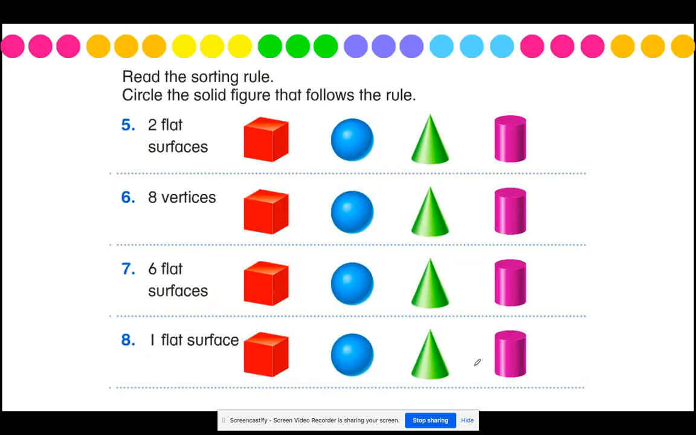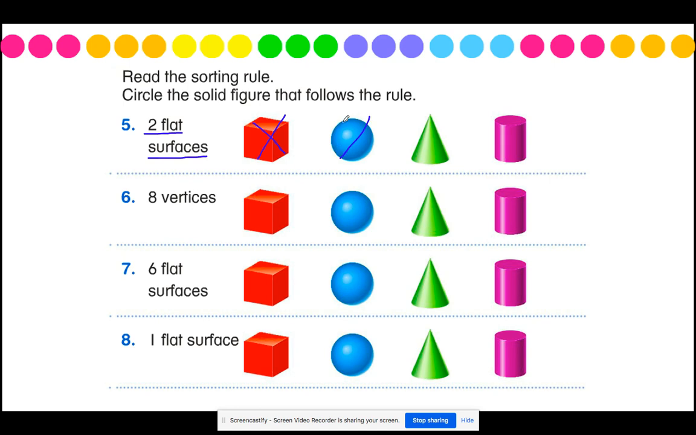Next one, we're going to do a couple more problems. Looking for the solid figure that has 2 flat surfaces. That's it. Just 2 flat surfaces is our only clue. Does a cube have only 2 flat surfaces? No, it does not. Does a sphere have 2 flat surfaces?